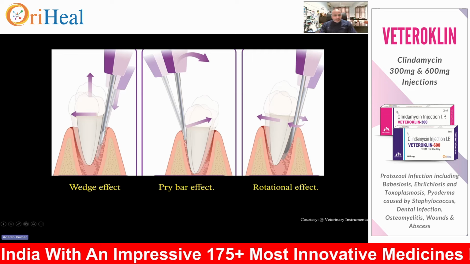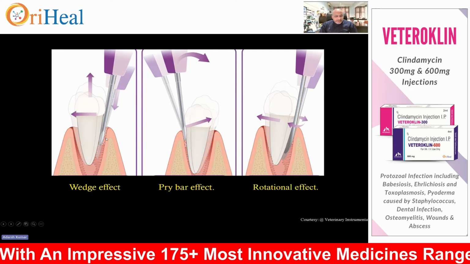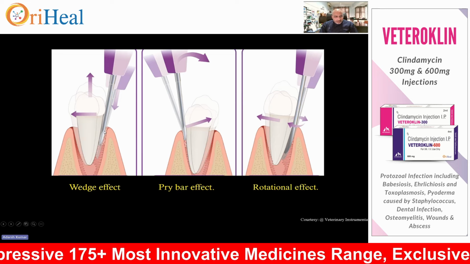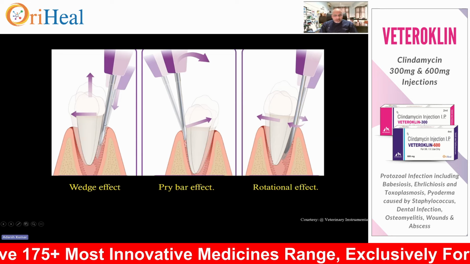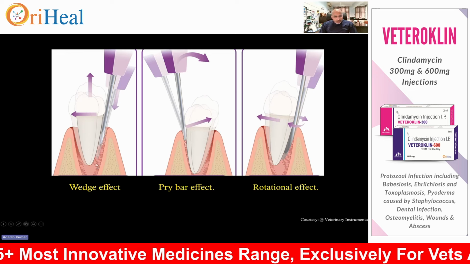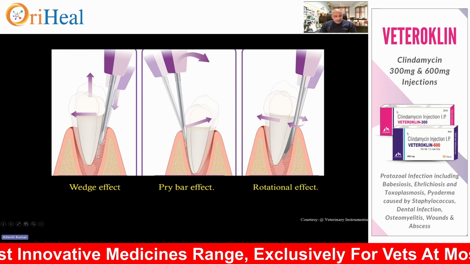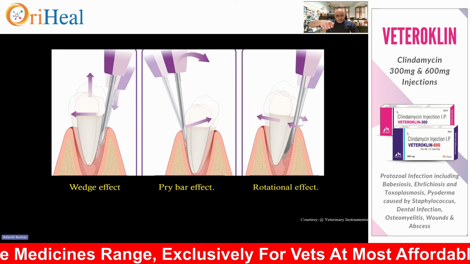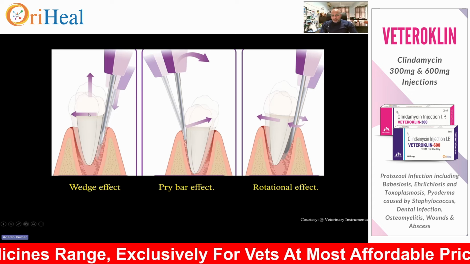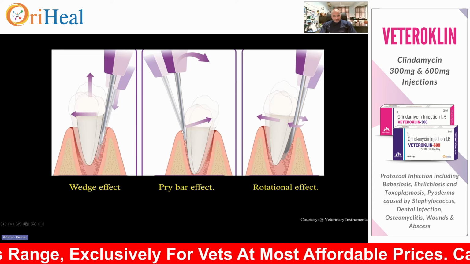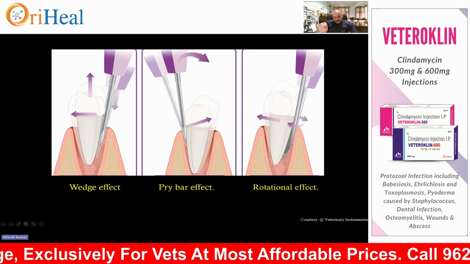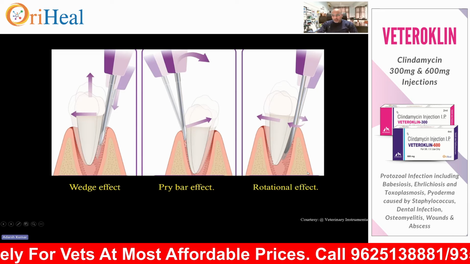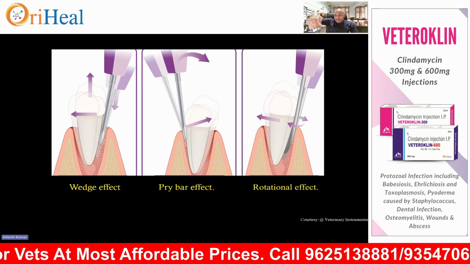Now this is the wedge effect by the luxator here. Look at this picture here. A beautiful picture. I got it from the veterinary instrumentation. So here the PDL is being cut with the force which is exerted in a rocking motion and towards the apex of the tooth. So this is the wedge effect. When you slightly do it like this, it becomes the prybar effect. And once you rotate it to elevate, this is known as the rotational effect. Okay.